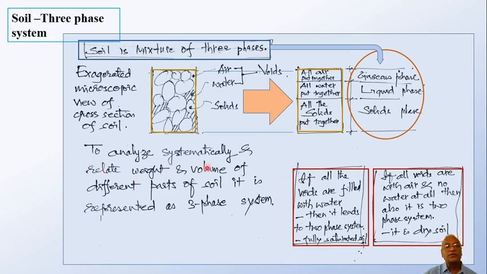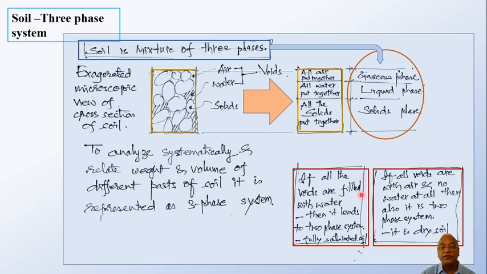To analyze systematically and relate weight and volume of different parts of soil, it is represented as a three-phase system. What is the reason for the three-phase system representation? To analyze the soil systematically and to relate the volume and weight of different parts or phases in the soil, we have to put it in a three-phase system.